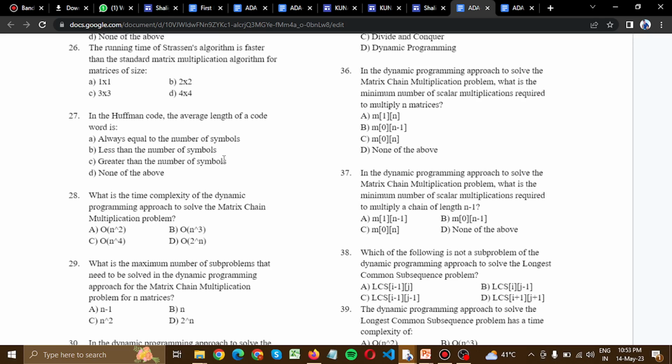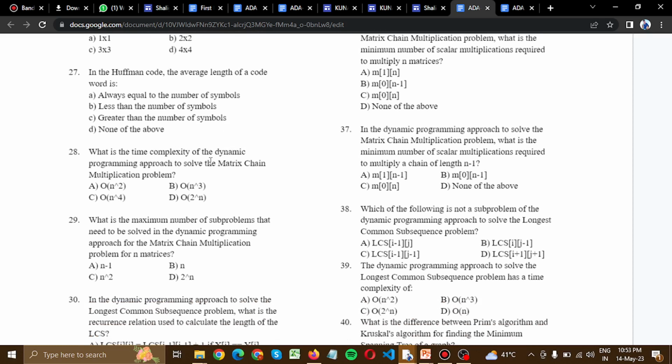Now next question number 28. What is the time complexity of the dynamic programming approach to solve the matrix chain multiplication problem? And the correct answer is option number B, that is big O(n cube).